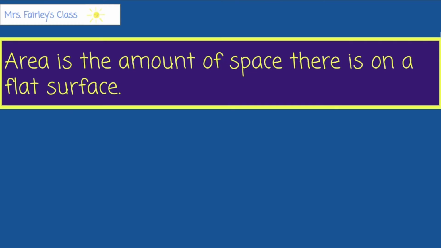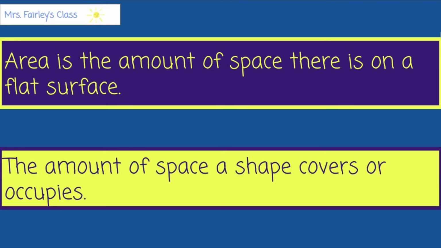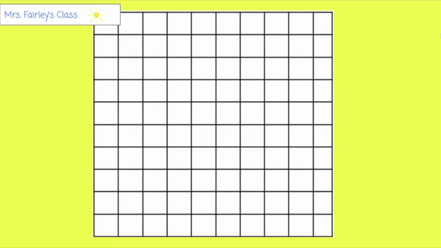Hi friends, in today's lesson we're going to talk about area. Area is the amount of space there is on a flat surface, or the amount of space a 2D shape covers or occupies. Here's a grid. For the sake of this lesson, we're going to pretend that each square is 1 centimeter in length and width.